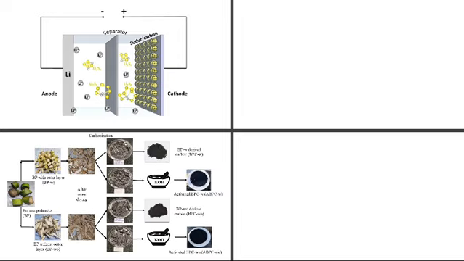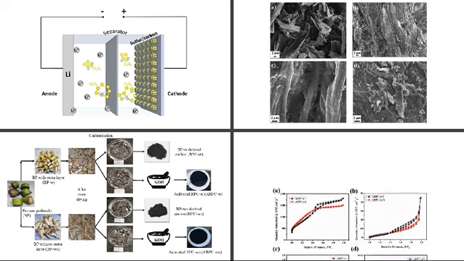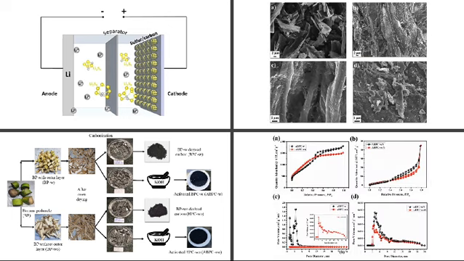So this is the method I used for preparing the carbon matrix for the lithium sulfur battery. I used banana peduncle and I prepared activated carbon as well as non-activated carbon. The activated carbon was prepared with the help of KOH. Later, I did the physicochemical analysis for confirming whether my material has all the desired properties.